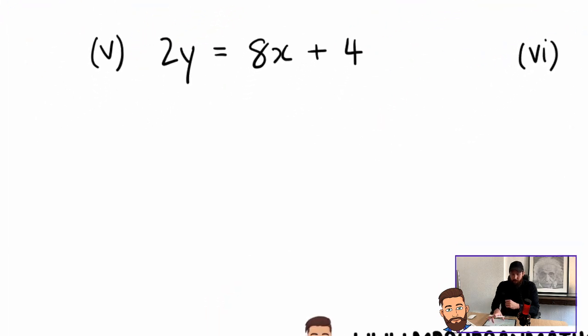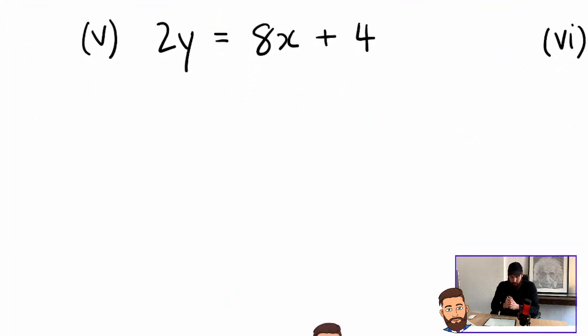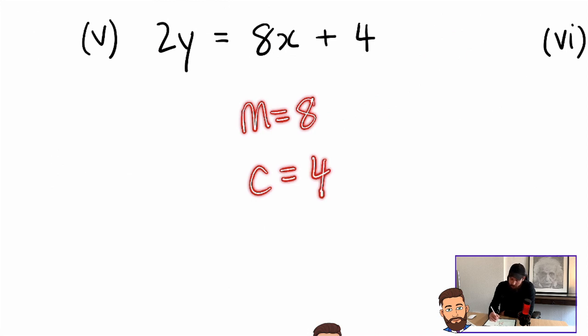So that takes us on to number 5. Number 5 says 2y equals 8x plus 4. Now, if we need to know the m and the c, this is a common mistake. Students would write m equals 8 and c is 4. Because m is always in front of the x and c is the bit that's left over. So m is 8 and c is 4. This is wrong.